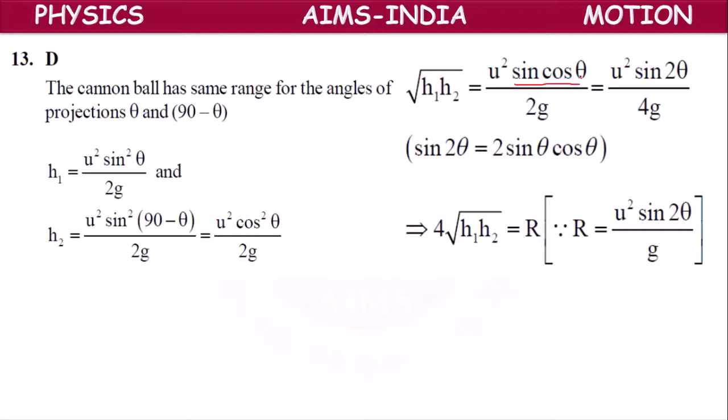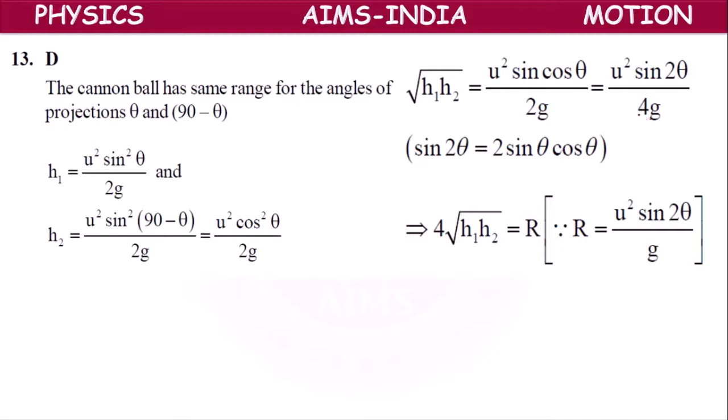But to write it in the form of sin 2 theta, what we will do is multiply with 2 and divide with 2. Then 2 sin theta cos theta will become sin 2 theta, because the sin 2 theta formula is 2 sin theta cos theta, and 2 into 2g will become 4g. For using this formula, we can multiply with 2 and divide with 2 without changing the value. So u square sin 2 theta by 4g.